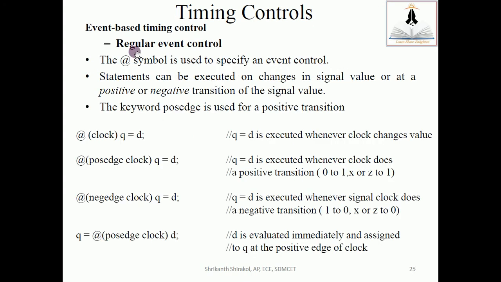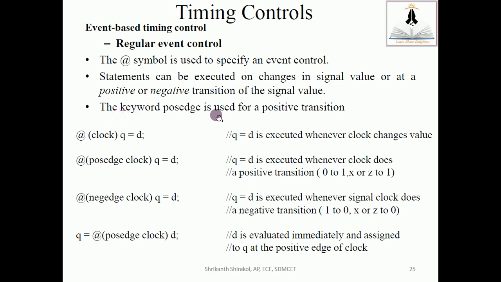We shall first study regular event control. The at symbol is used to specify an event control. A statement can be executed on changes in the signal value, or at a positive or negative transition of the signal value. In digital circuits, most things are dependent on the clock. Most circuits are dependent on the clock, and edge-sensitive circuits are more prevalent. So, to carry this out, regular event control will help us while writing the Verilog code.